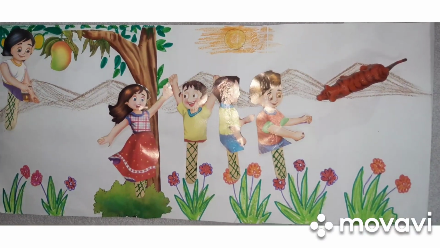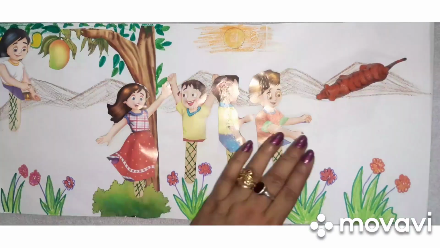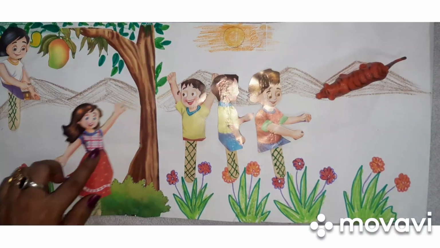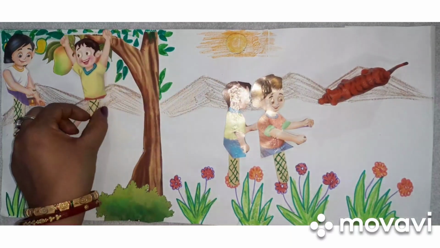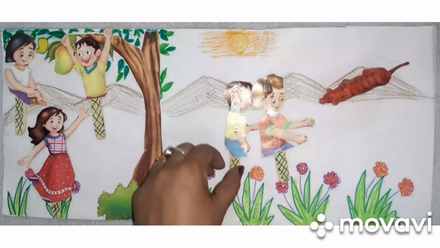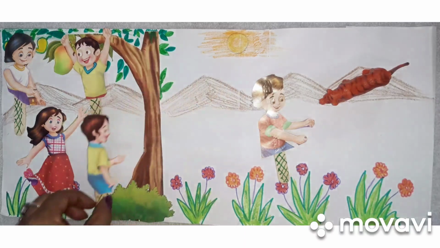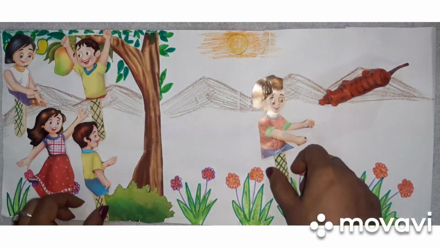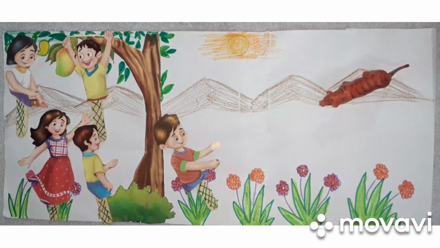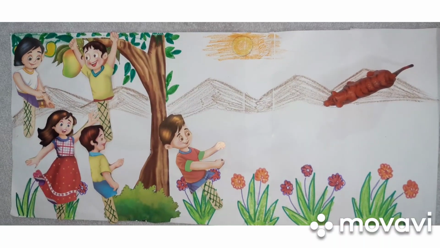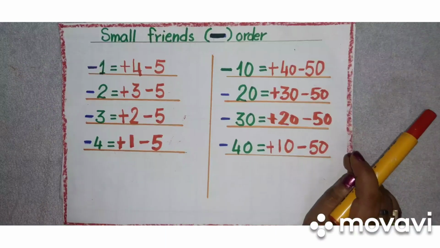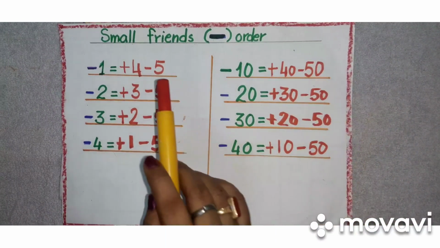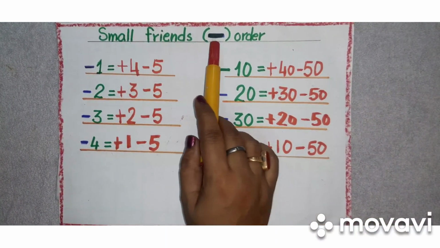Now let me once again recall. 1's friend is 4. In the same way, 2's friend is 3. Now 3's friend is how many? 2. And now 4's friend is 1. And all together, the 5 come together to form a small boss, which is 5. It's small friends less order.